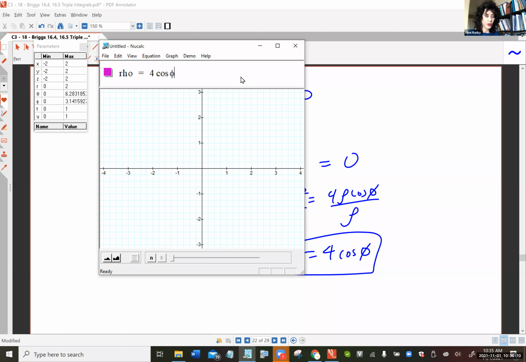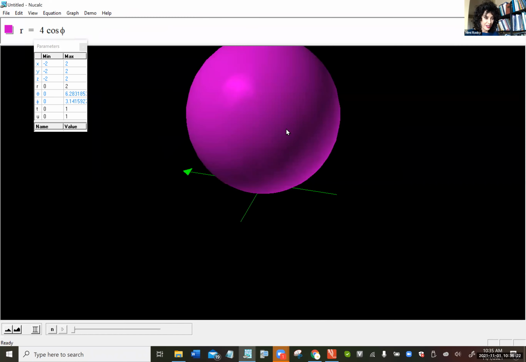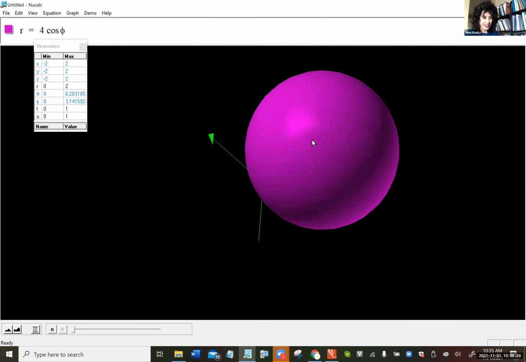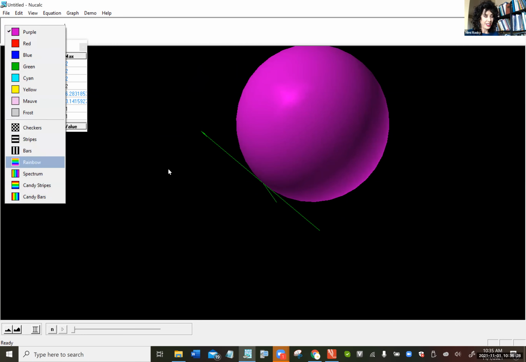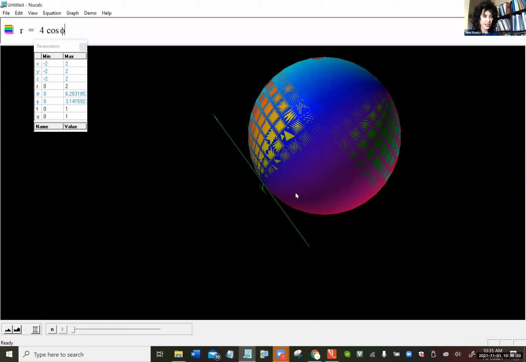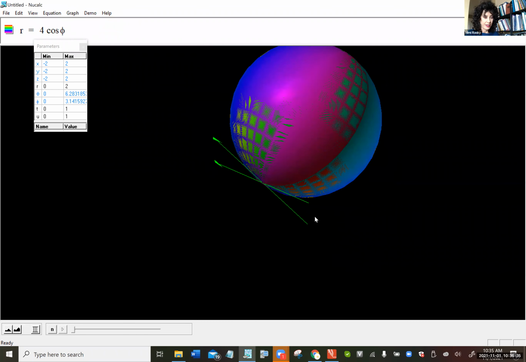This software is cool because when you type in rho, it gives it to you. No, it's not going to. How about R? There we go. So there it is. It is a sphere that is clearly not centered at the origin. Pretty cool, huh? Ooh, pretty. Nice. Lovely. I love it.